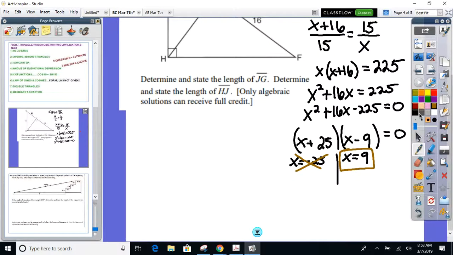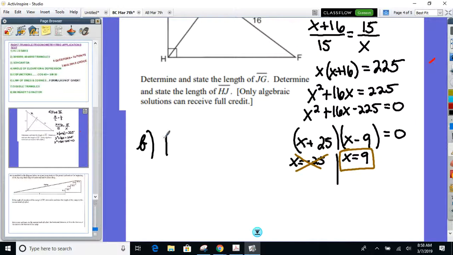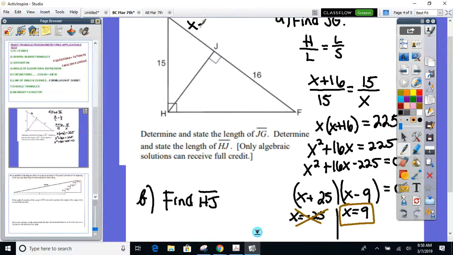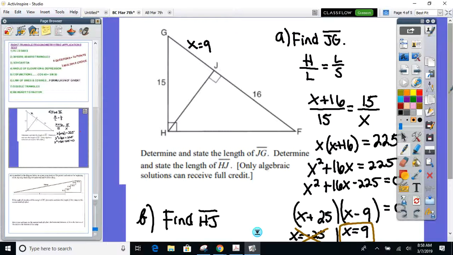Part B. Find the length of HJ now. Find HJ. I don't want to go over one option. I want to go over all of them. I want to go over all my options to find HJ because there's more than one option. One option I have. SAS now. How can I use Hills?